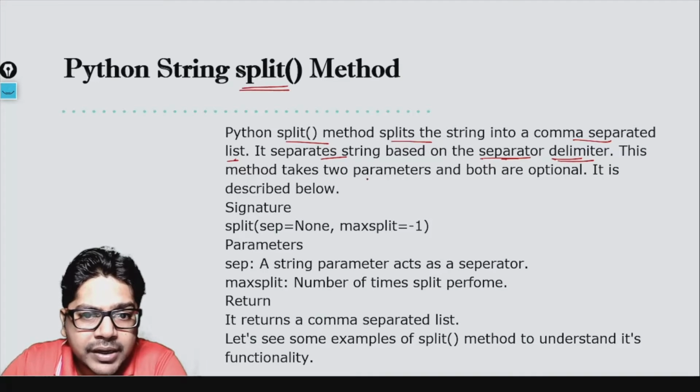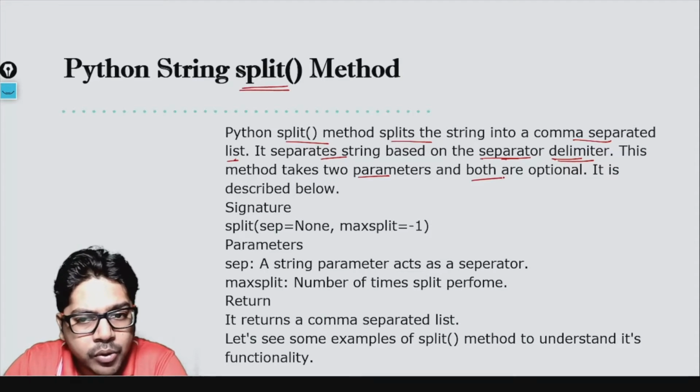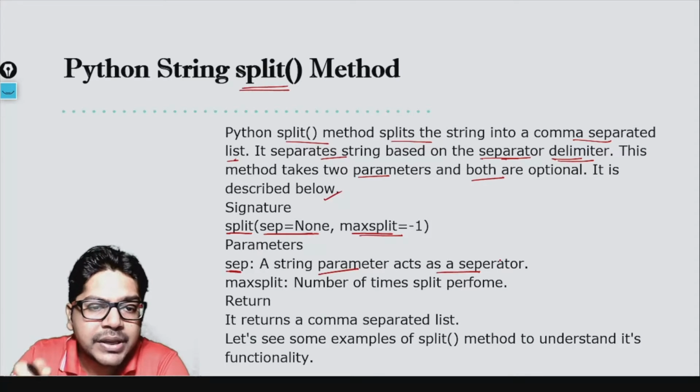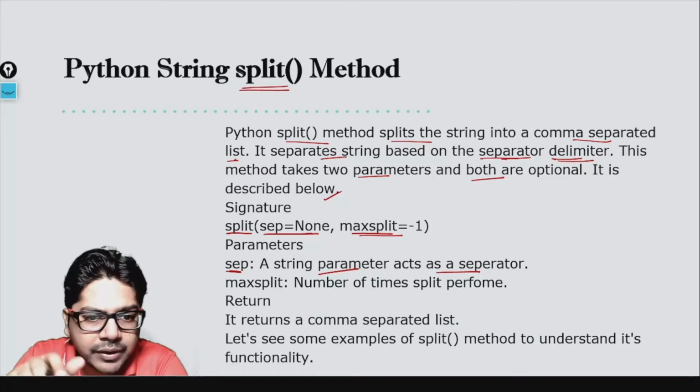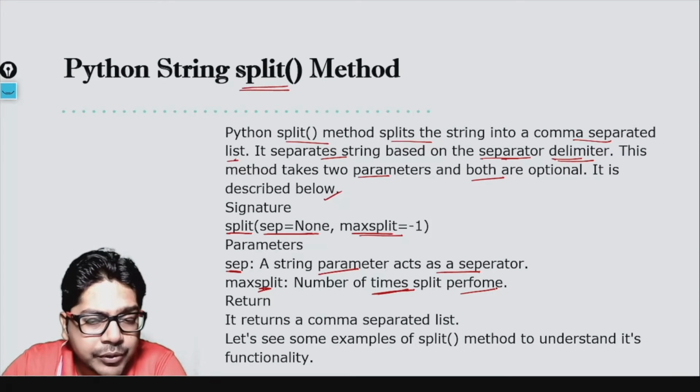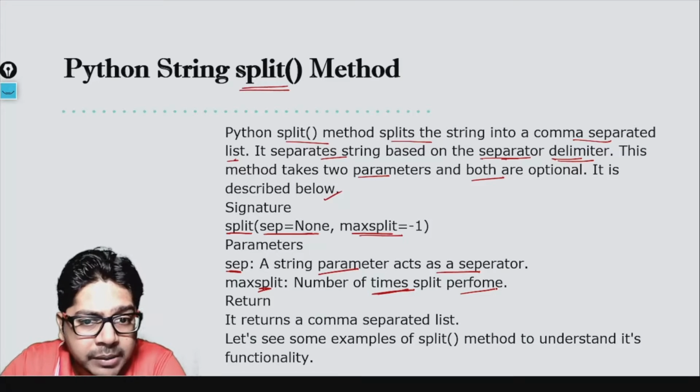And this method takes two parameters, and both are optional. It is described below. Here you see the signature split, then we have separator which is equal to None, and maxsplit equal to -1. Now let us try to understand the parameters. Separator means a string parameter which will act as a separator, based on which you want to split the string. Maximum split means the number of times the split should be performed. You may want the split to be performed multiple times as long as that separator exists, or you may want to separate it only once, twice, thrice, like that. And it returns a comma separated list.